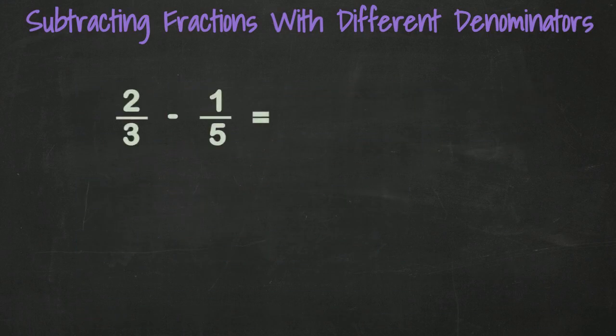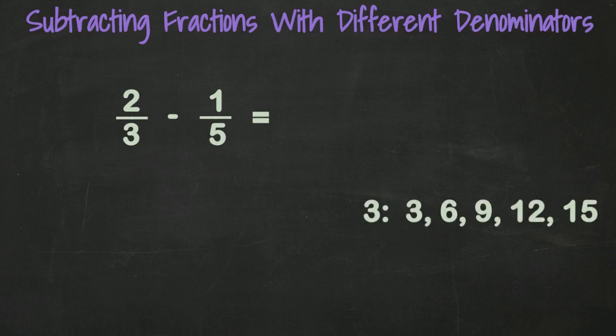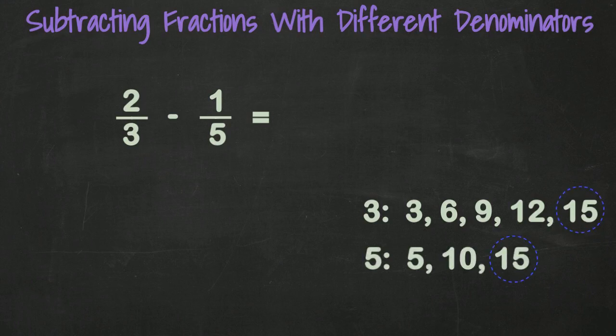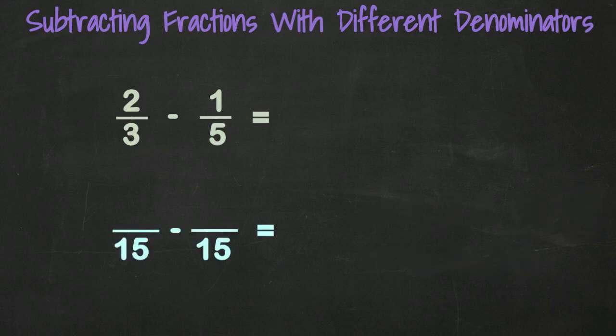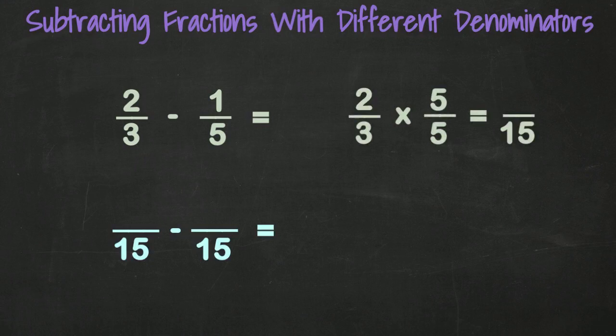2/3 minus 1/5. We have different denominators again, so we need to write down some multiples of each denominator so that we can convert them both to equivalent fractions. The multiples of 3 are 3, 6, 9, 12, and 15. And the multiples of 5 are 5, 10, 15. Our least common multiple is going to be 15, so that becomes our new denominator. Take the first fraction of 2/3. We are trying to get our denominator to be 15, so 3 times 5 equals 15. Since we multiply the denominator by 5, we must also multiply the numerator by 5, and we get 10 over 15 as our new equivalent fraction.